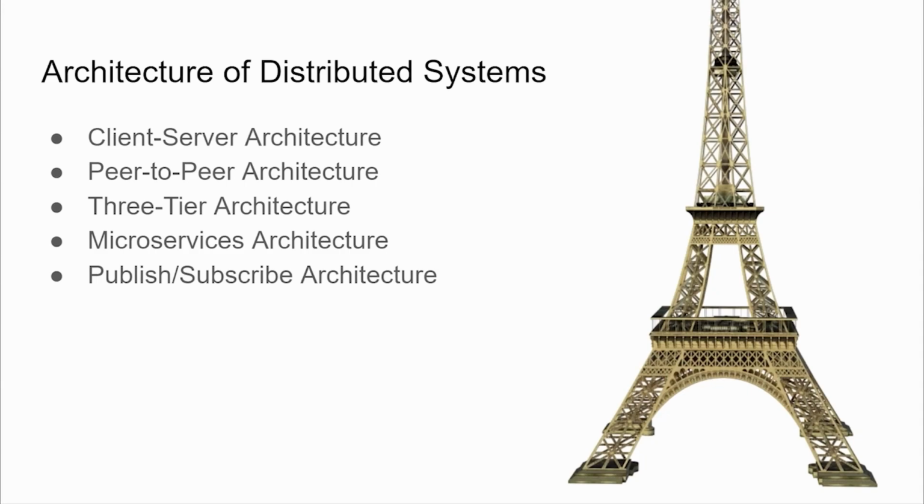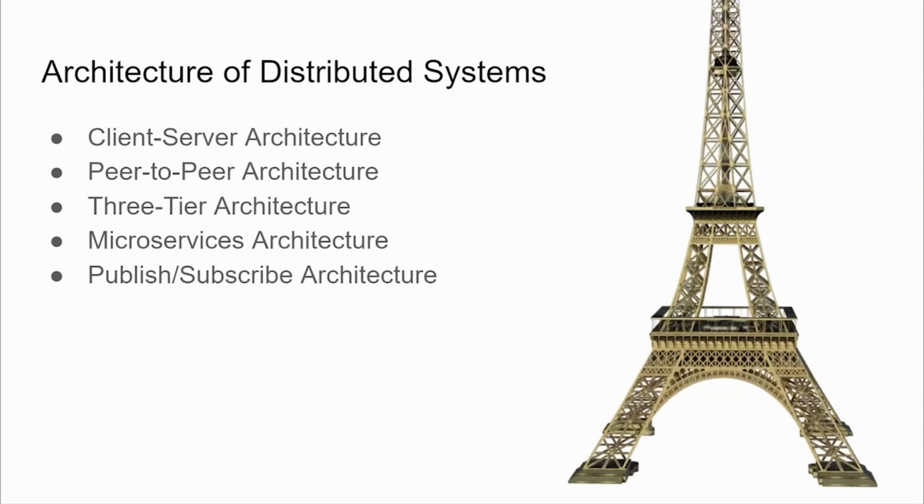Next, we have peer-to-peer architecture. In this architecture, all the nodes in the network act as both clients and servers. Each node is capable of initiating and responding to requests for resources or services, making this architecture highly decentralized and resilient. This architecture is commonly used in file sharing applications.